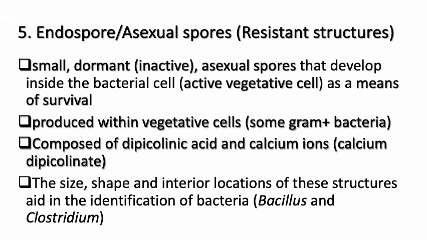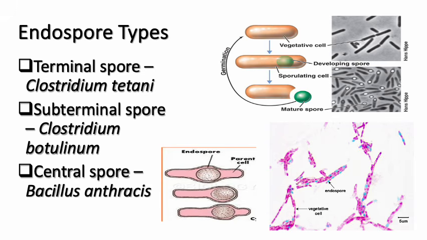Now, the size, shape, and interior locations of these structures can aid you in the identification of some of your bacteria, like Bacillus and Clostridium. This slide shows you the development of some of your gram-positive bacteria in terms of sporulation. The process of spore formation is termed sporogenesis or sporulation, while the end of the spore's dormant stage is called the germination process.